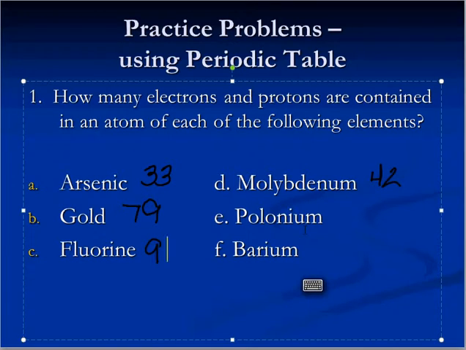Letter E, polonium, element symbol is Po. Atomic number is 84. So protons and electrons are 84. Letter F, barium, its element symbol is Ba. Atomic number 56. So protons and electrons are 56.